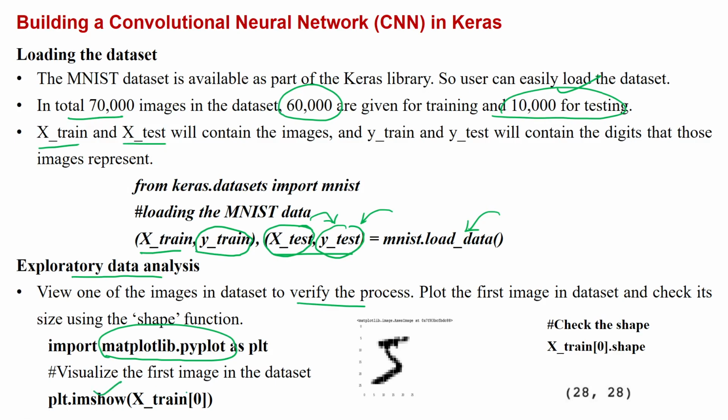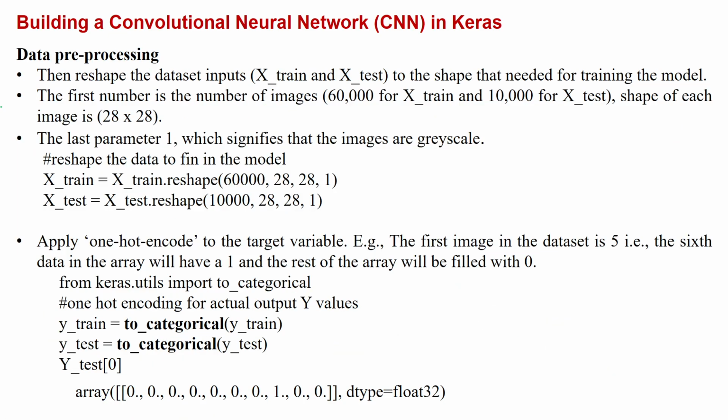Here we are just showing the first image in the training data set, x_train of 0, which is displaying the first image, where the digit is 5. We plot the first image in the data set using x_train of 0 with its shape. We are just trying to identify the shape. The image size is 28 by 28 pixels, that means 28 rows and 28 columns in the given image.